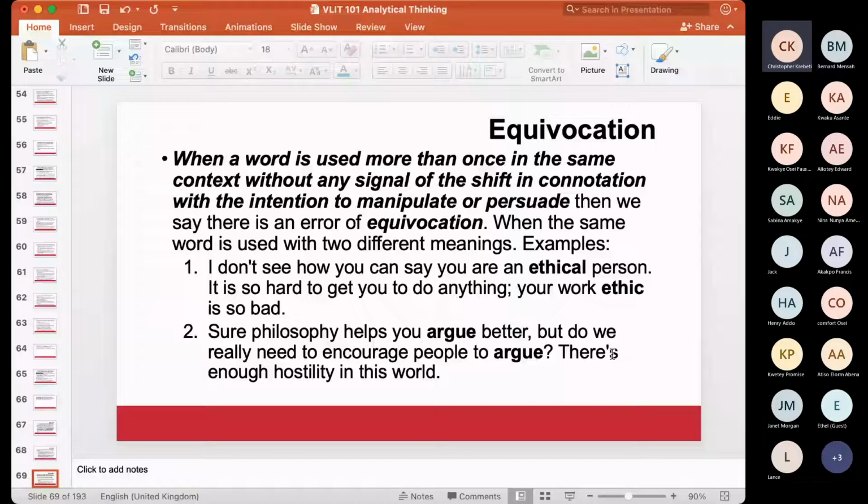Now look at the word argue. Sure, philosophy helps you argue better, but do we really need to encourage people to argue? There is enough hostility in the world. The two uses of argue mean two different things. So the person has wrongly built a conclusion on the shift in meaning of the word argue. So that is a problem. This is what we call equivocation.